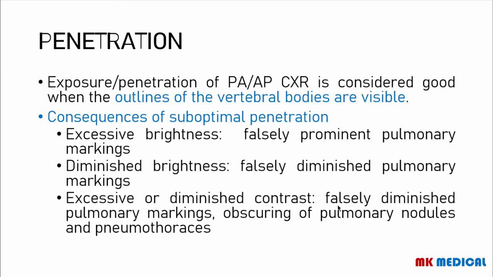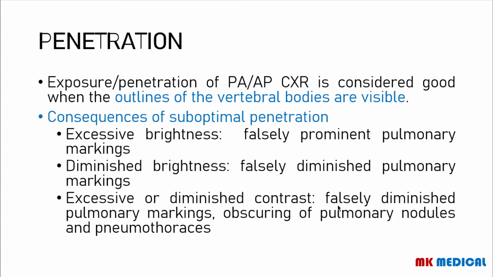So remember that exposure and penetration is very important, especially because you're able to determine whether there is an actual pulmonary pathology, or whether these blood vessels, or these lung markings, are normal or accentuated or increased. A good way to note if there is good penetration is, of course, to follow the outlines of the vertebral bodies. They should be quite visible, especially the thoracic ones and the ones behind the heart.